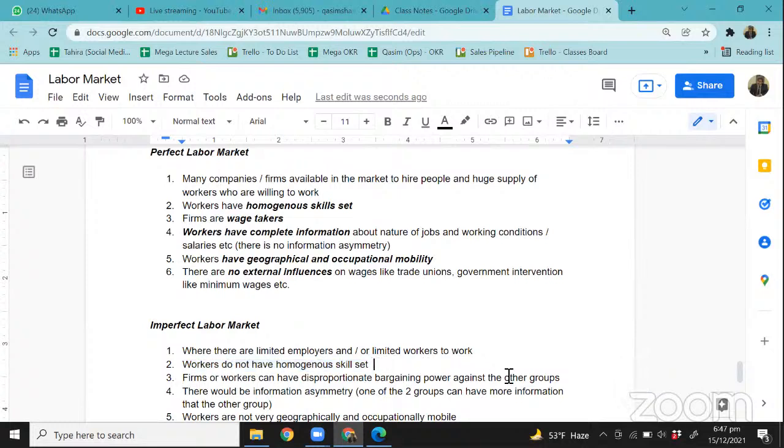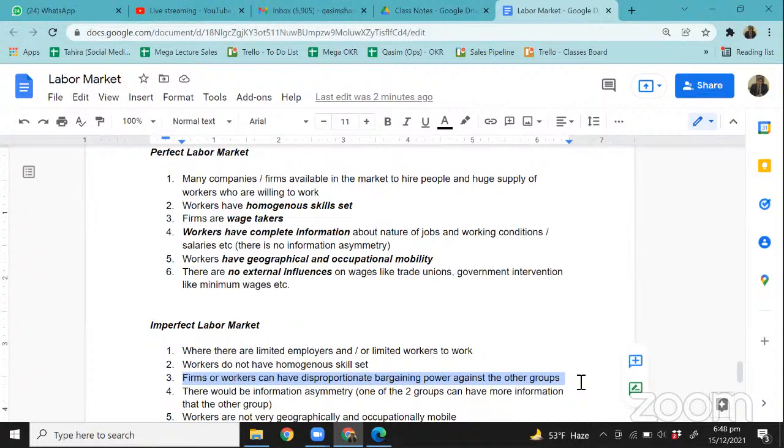Firms or workers have disproportionate bargaining power against each other, right? So think about this. Sometimes it's firms that are more powerful because they are limited, or in other scenarios, it could be workers who have more bargaining power because they have formed trade unions. They can pressurize companies to pay their workers more salaries, right?